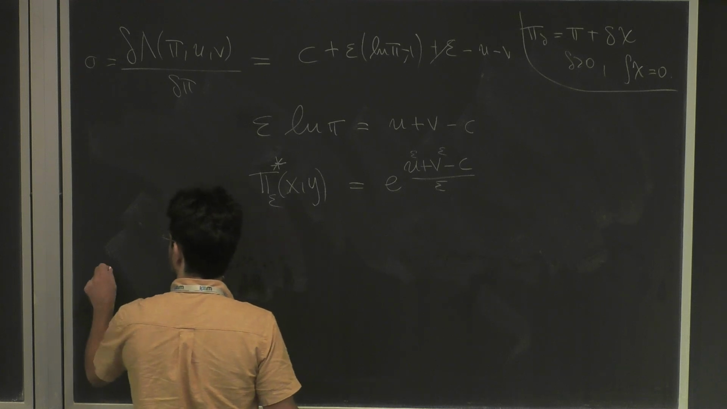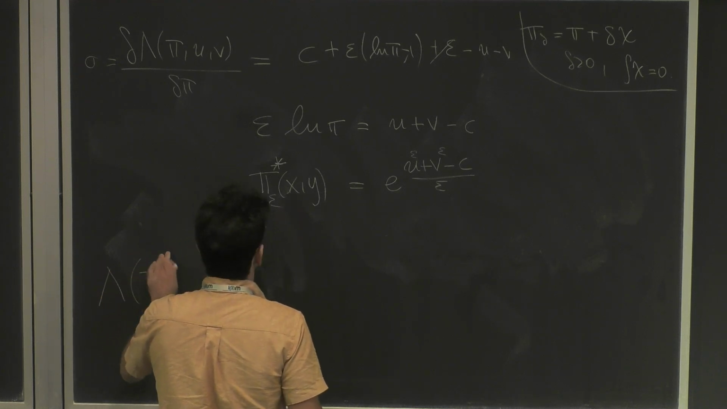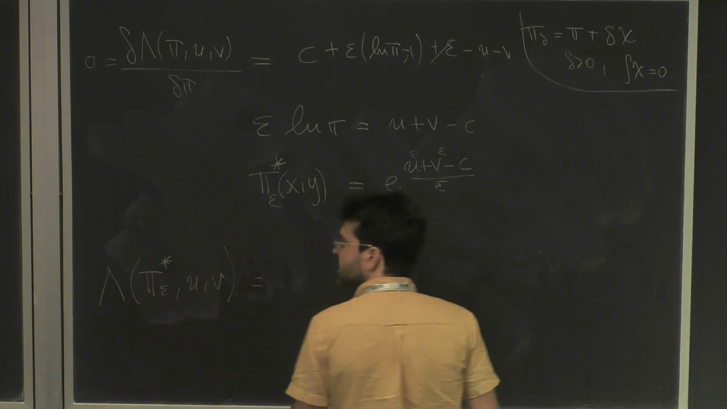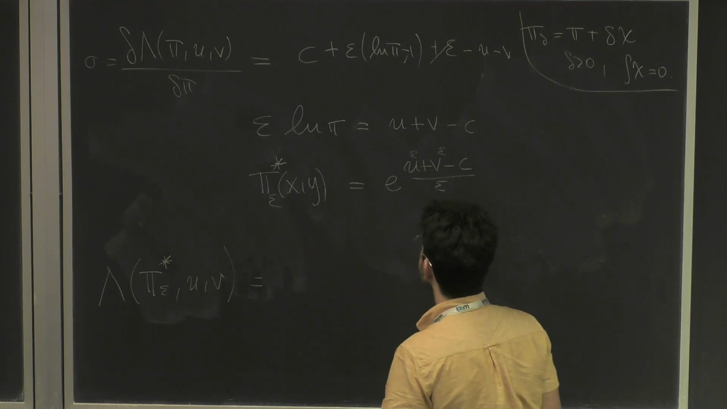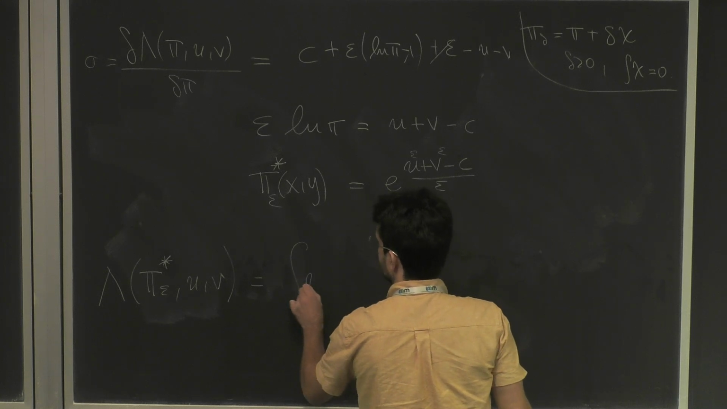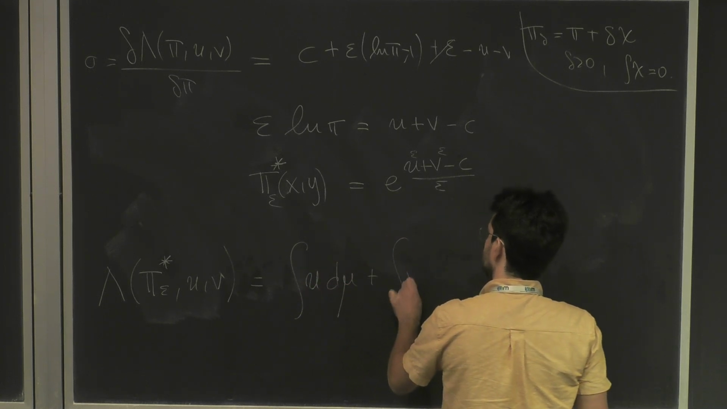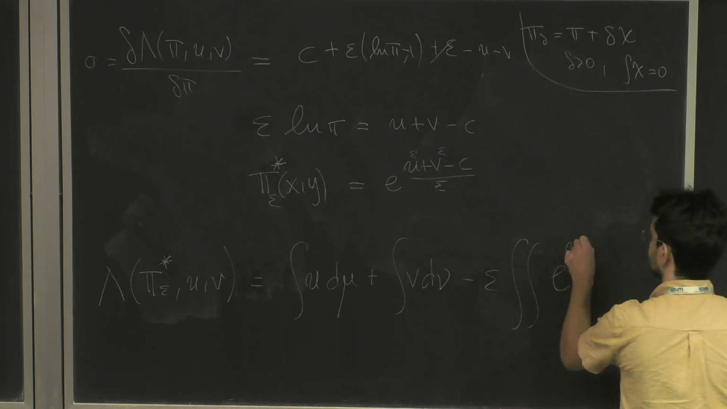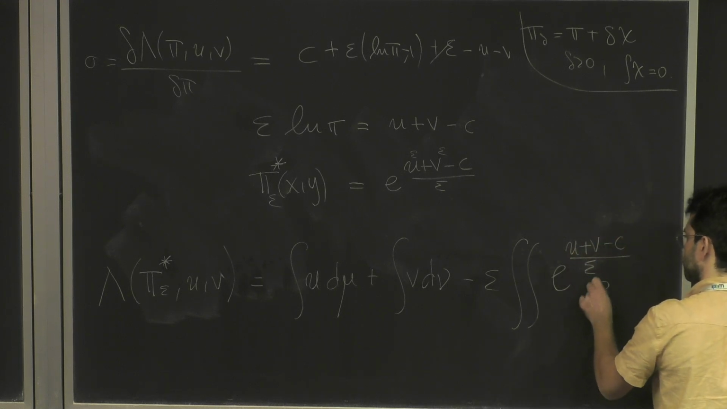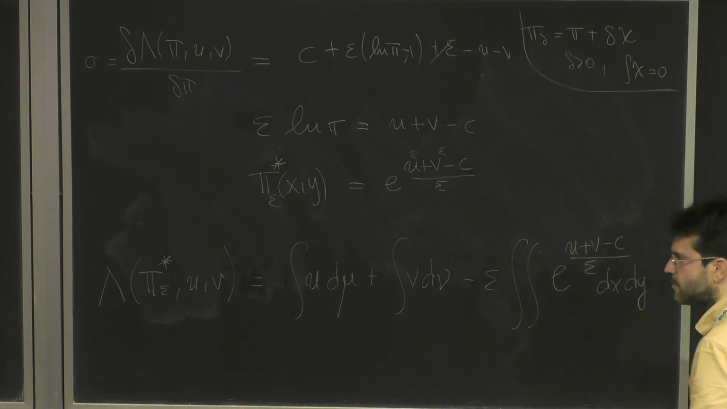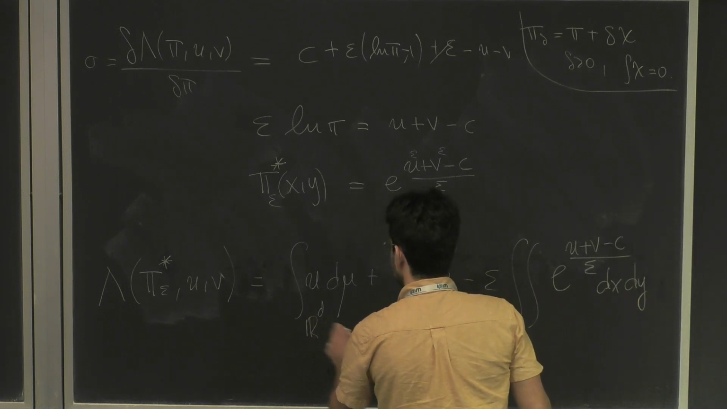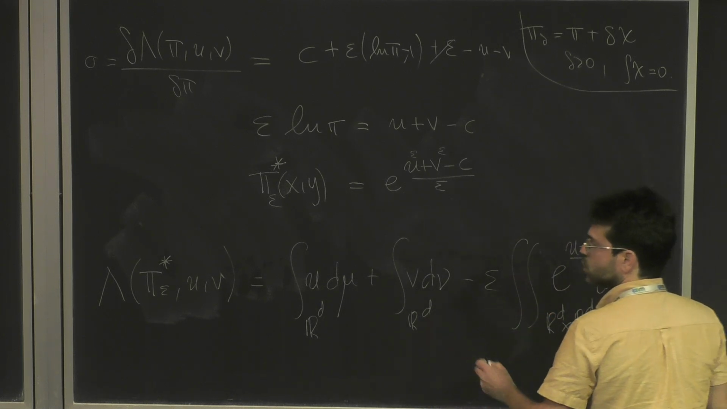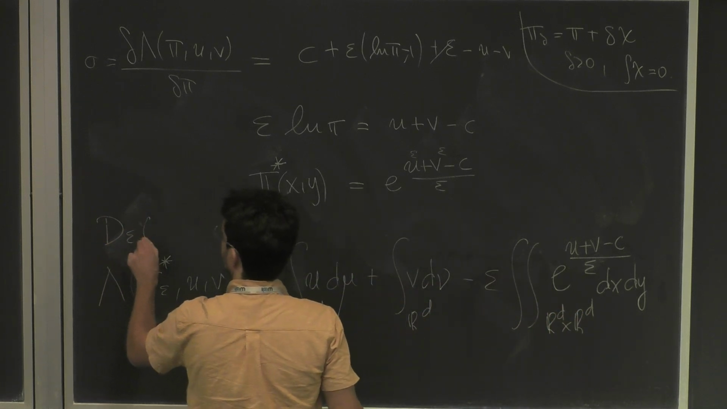If you plug this solution into the Lagrangian and do the computation, what you are going to get is the so-called dual formulation of this problem, or the dual functional. You are going to get the integral of u d mu plus the integral of v d nu minus epsilon double integral of exponential of u plus v divided by epsilon dx dy. Let me do this: this is integral over R^d times R^d. And this is what I'm going to baptize as the D epsilon of u and v.